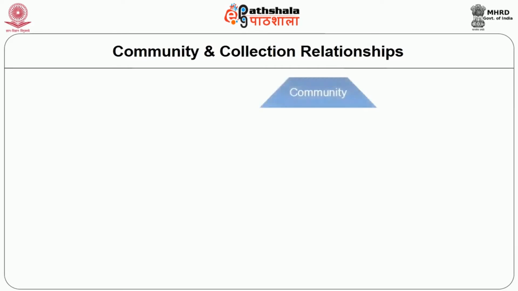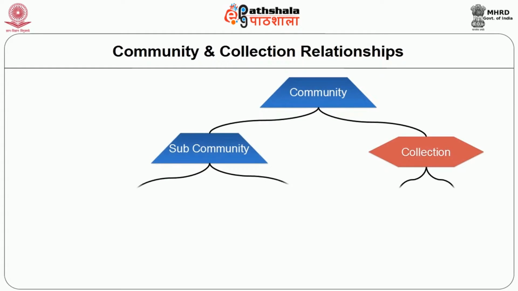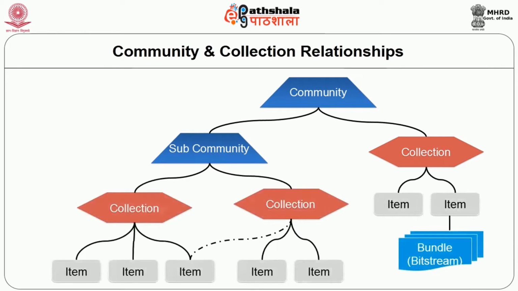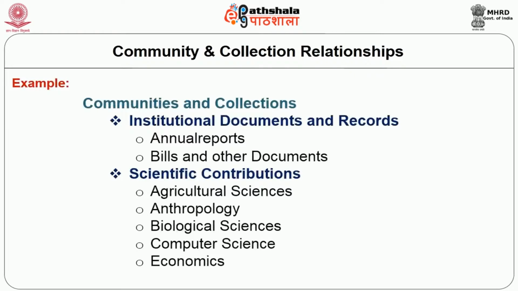Now the community and collection relations are as shown in the picture: community, sub-community, and collection. We can have a sub-community, or go directly from community to collection. Then item, bundle, bitstreams. This is one example. In communities and collections, we have institutional documents and records, and you can see the institutional documents contain the annual report, magazine, bills, other documents, tender documents, syllabus for colleges, lecture notes. All of this comes as different collections in that.